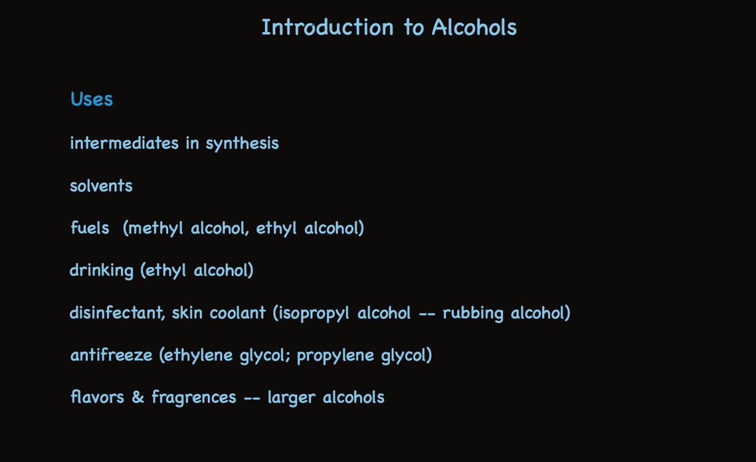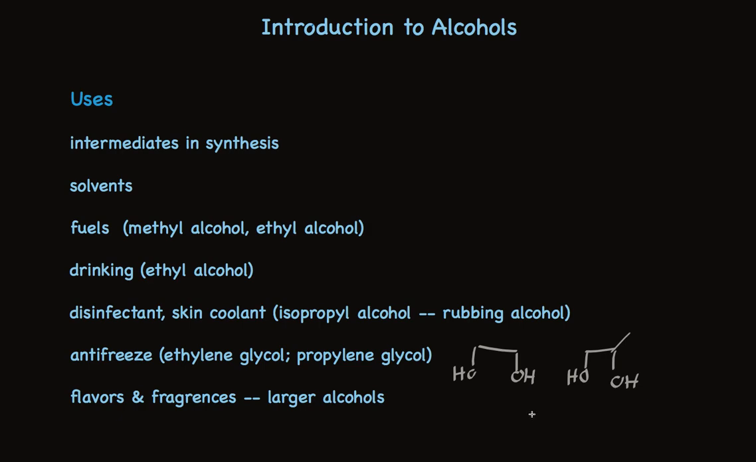Isopropyl alcohol, also known as rubbing alcohol, is used as a disinfectant and a skin coolant. It evaporates readily and cools skin as it evaporates. Ethylene glycol and propylene glycol are antifreeze. These guys have interesting structures in that they have 2 hydroxyl groups next to each other. So this is ethylene glycol, 2 carbons. It's called that because it's made from ethylene. And this is propylene glycol. It has 3 carbons, made from propylene.